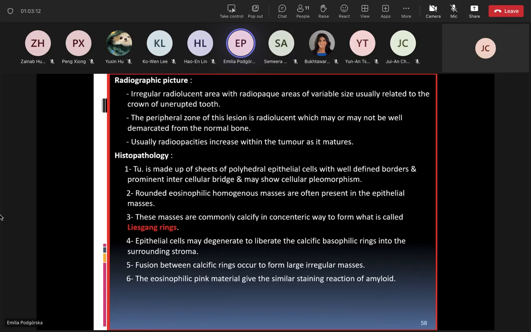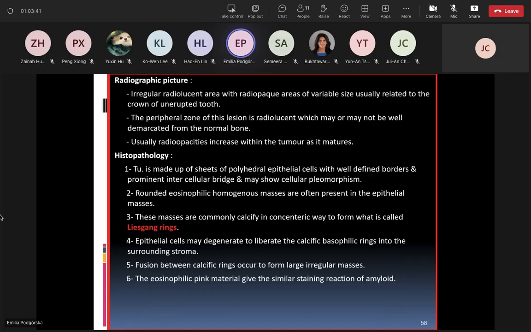Histopathology: the tumor is made up of sheets of polyhedral epithelial cells with well-defined borders and prominent intercellular bridges, and may show cellular pleomorphism. Rounded, eosinophilic, homogeneous masses are often present in the epithelial masses. These masses are commonly calcified in a concentric way to form what are called Liesegang rings.